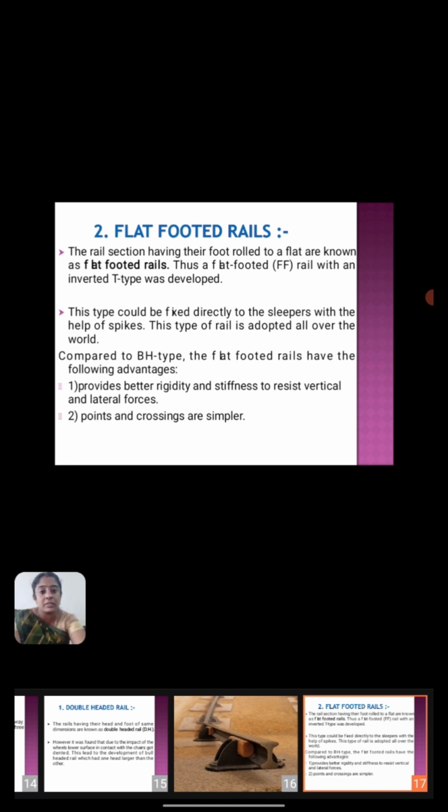But here in flat-footed rails, the bottom surface is flat in order to transfer the loads to the sleepers and sleepers to the ballast, to withstand the lateral forces and the vertical stiffness, etc. So when we are going for flat-footed rails, in points and crossings, we are providing easy and comfortable movement without any jerking.